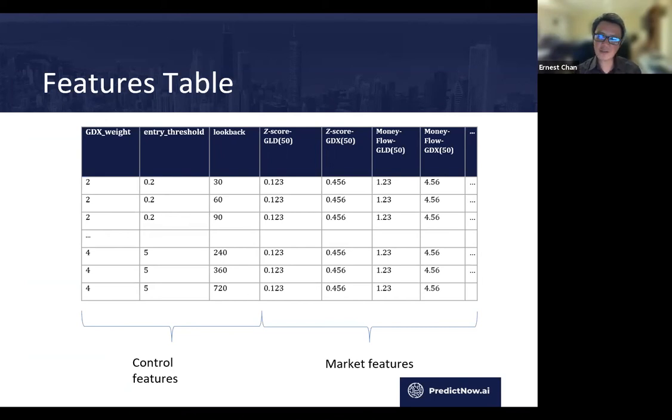A question from Sayuj is, are these control features varied based on parameters, or are some random variations? Well, as you can see in our variation of these parameters, they are systematically varied. So you want to look at how the strategy performed with a 30-day look back, 60-day look back, or 90-day look back.